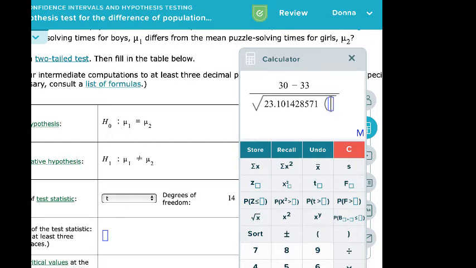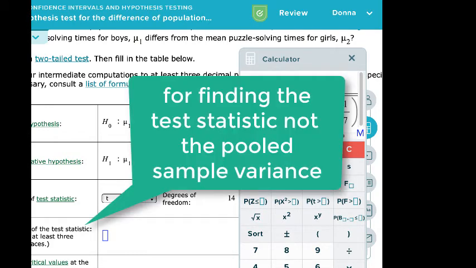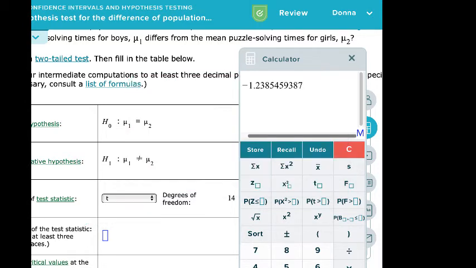Then once we have S_p squared, it's times 1 over the first sample size, so 1 divided by 9 plus 1 divided by 7. Remember, those were the sample sizes for the 9 boys and 7 girls. Notice that the square root expands along with the expression, so make sure the square root captures all of it and that it doesn't accidentally creep outside of it. So we get a test statistic of negative 1.239.